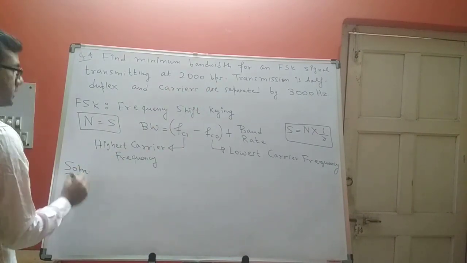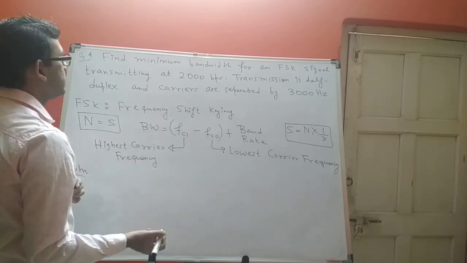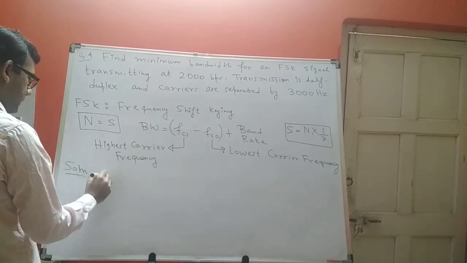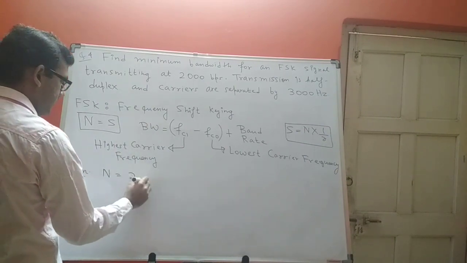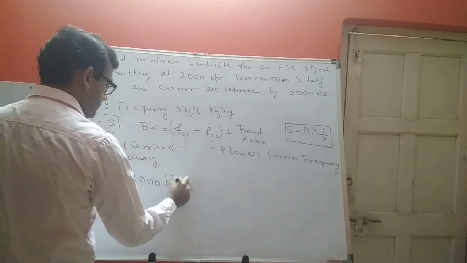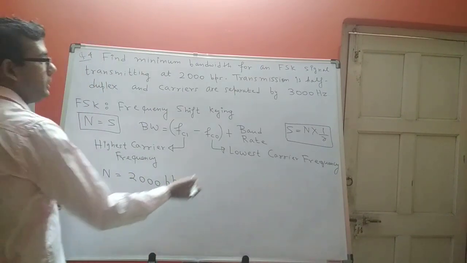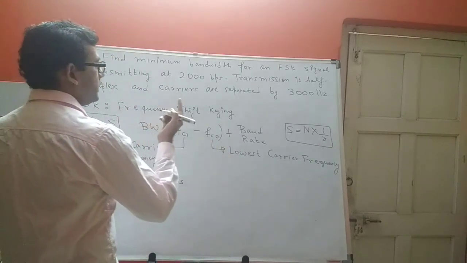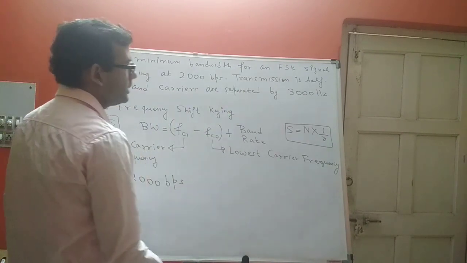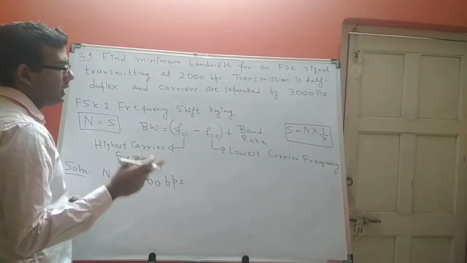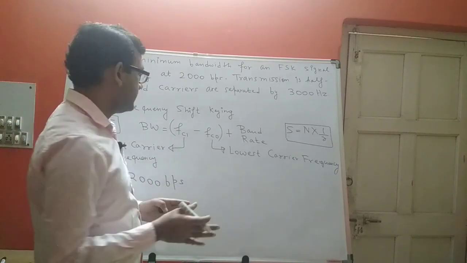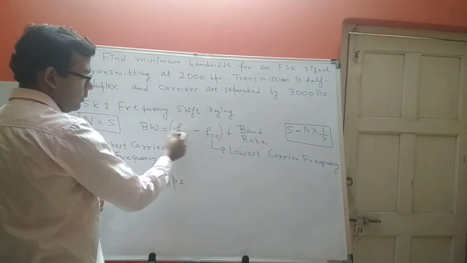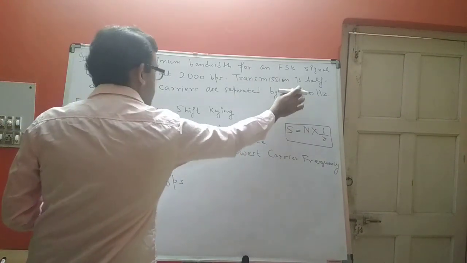So I'll just sum up the information that has been given to me. Firstly, it is an FSK system, that is pretty clear. Also, we have been given the bit rate. The bit rate has been given to be 2000 bits per second. And it has also been mentioned that the transmission is half duplex. That is also understood. And the carriers are separated by 3000 hertz. This is interesting. Your carriers are separated by 3000 hertz. This means that the difference in the carrier frequency is 3000 hertz. That means this value, FC1 minus FC0, happens to be 3000 hertz.